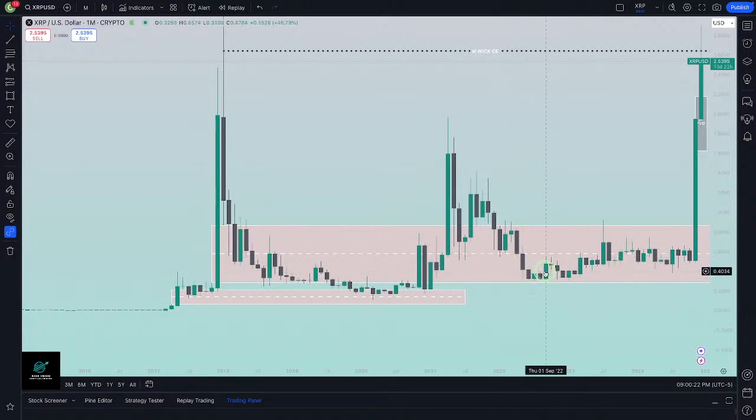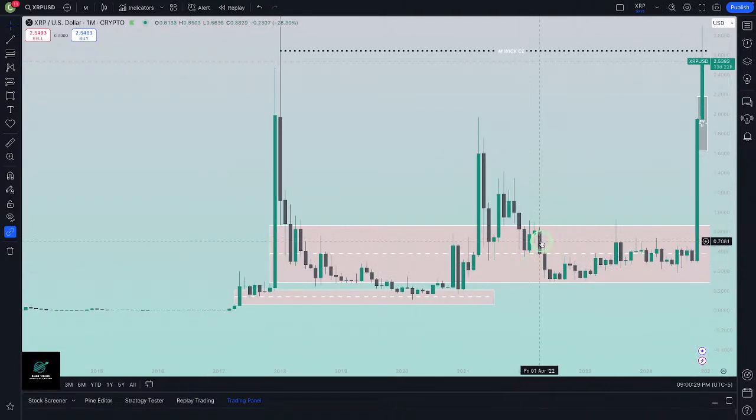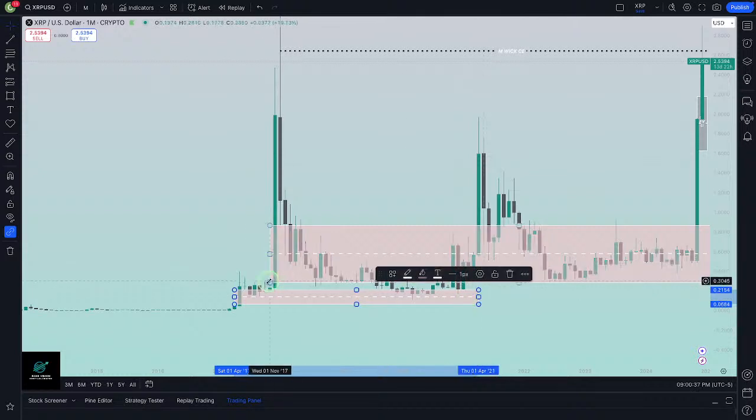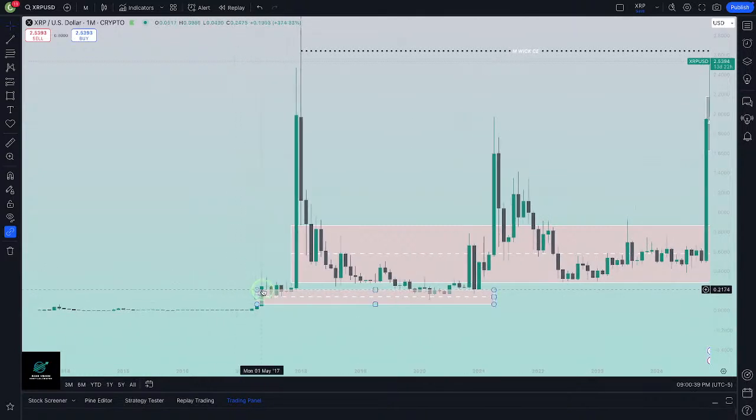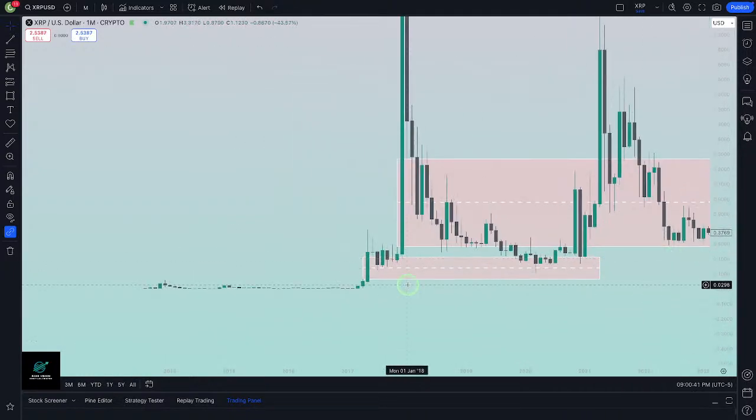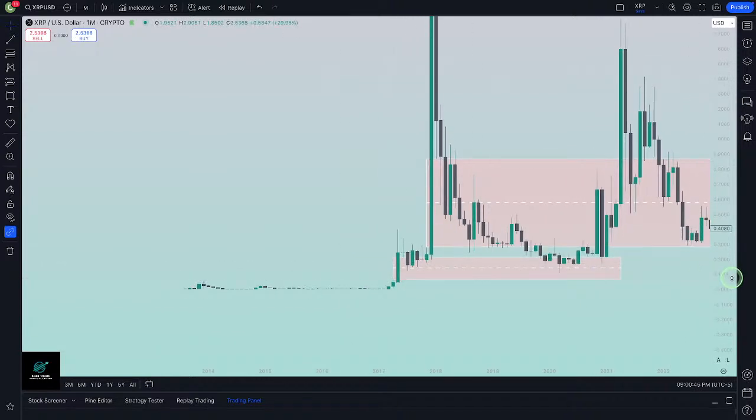But this pattern right here, this long consolidation, 2022 all the way to November 2024. That's how long they held it inside of this area in price. And they kept referring to it. The OGs got in down here. I don't know too many people that got XRP before 2017, but they're out there.